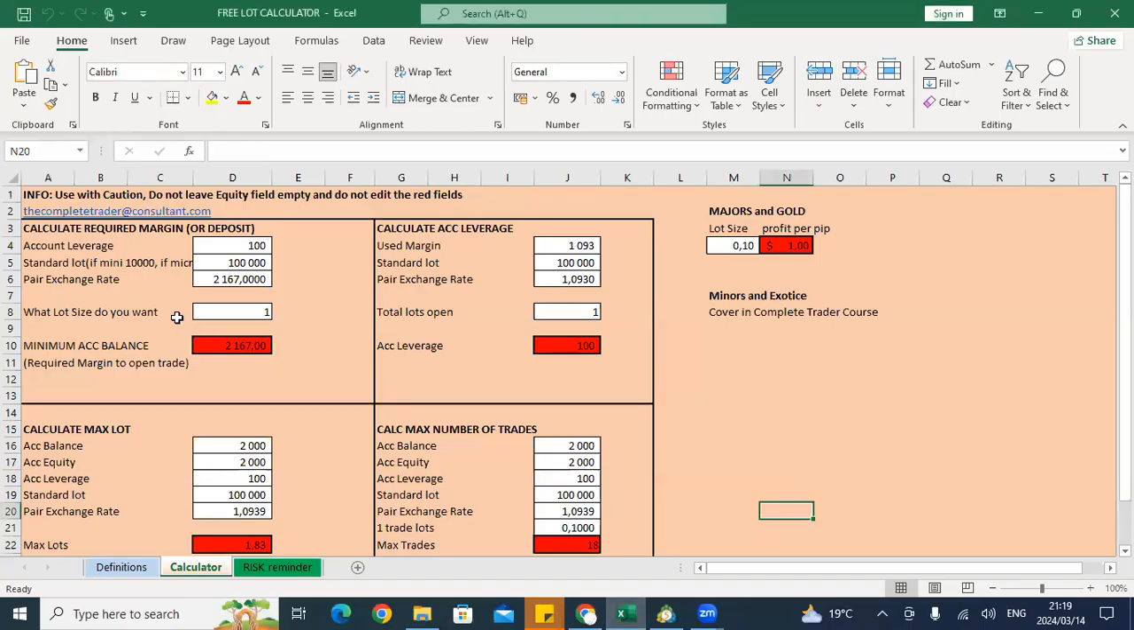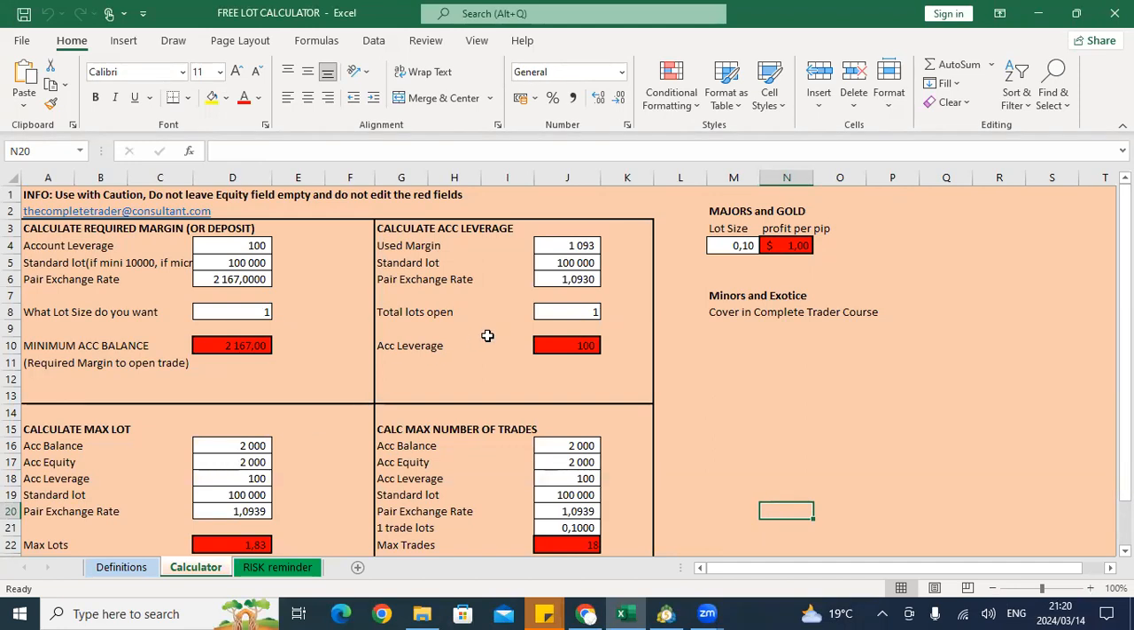And also, if you stick around long enough, I am going to show you this exciting tool, which is a calculator, right? So it's just a tool that helps you calculate the required margin of how much you're supposed to deposit into an account if you want to trade a particular lot size. And what is the maximum lot size you can open on a particular type of account or asset or pair.